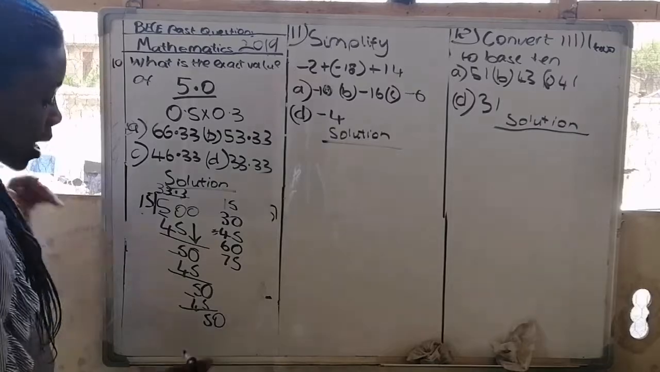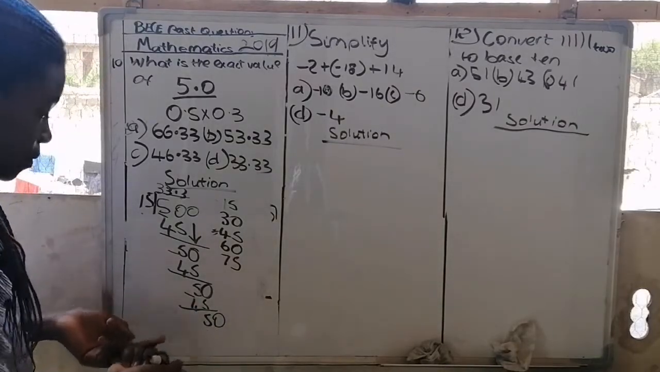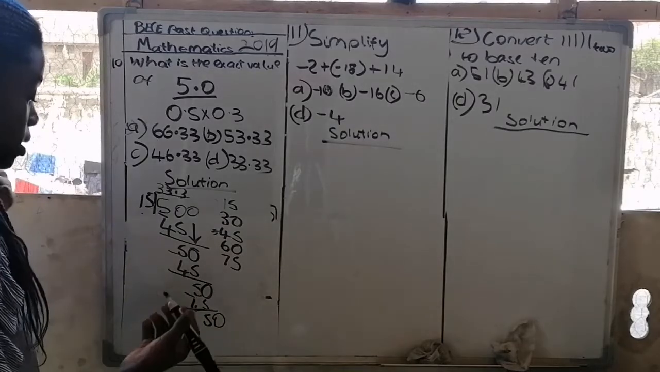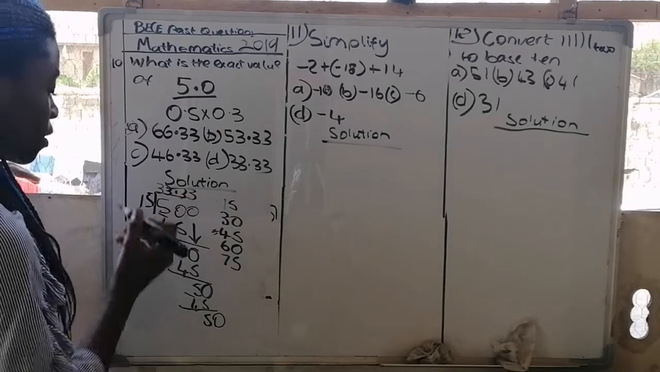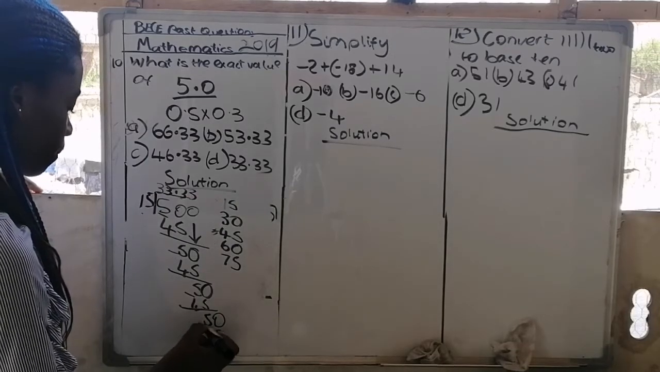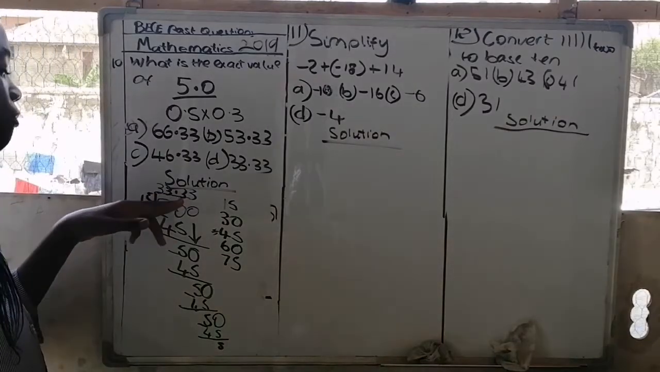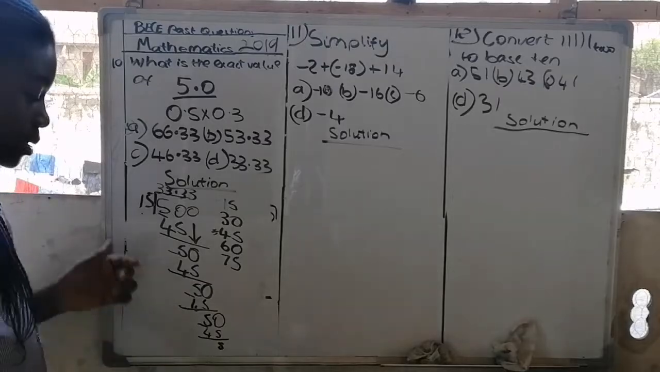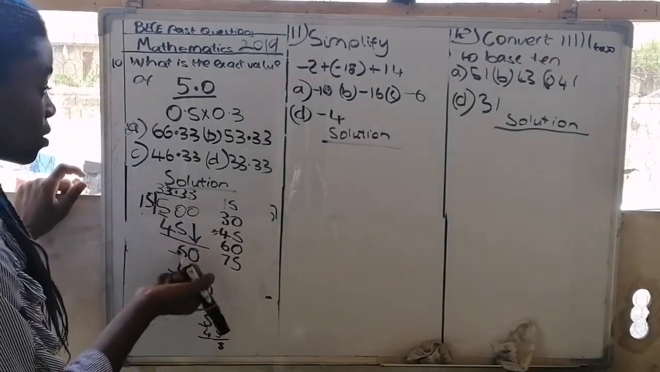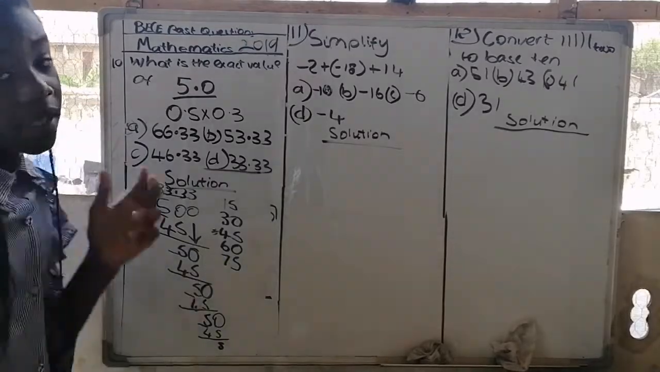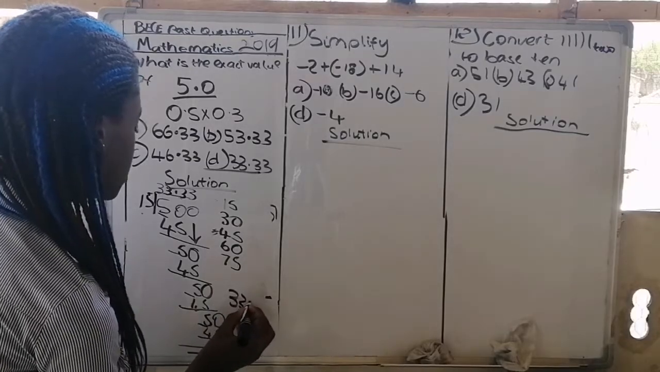Then we'll still add 0, so it's still 50. 50 divided by 15 is 3. 3 times 15 is 45. You know, the process keeps going, but now let's just round it off to 2 decimal places. So it will be 33.33. D is our correct answer. 33.33.